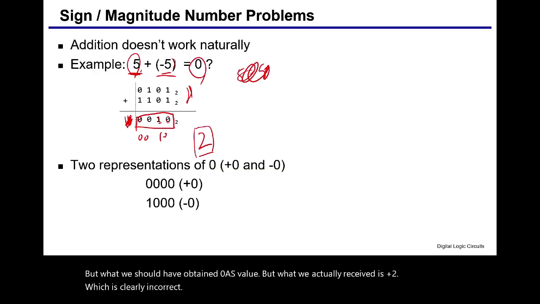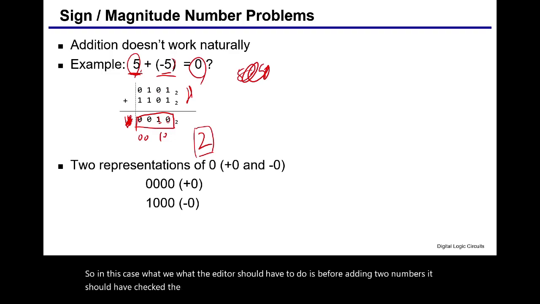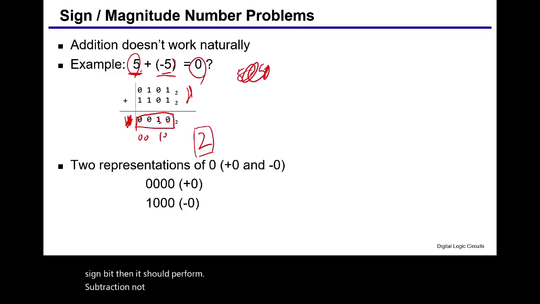So in this case, what the adder should do is, before adding two numbers, check the sign bit of the numbers, and if one of these numbers has the negative sign bit, then it should perform subtraction, not addition, to handle that. So it's more complicated compared to just adding two numbers.